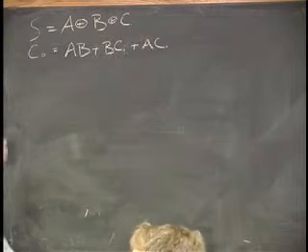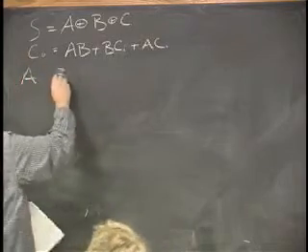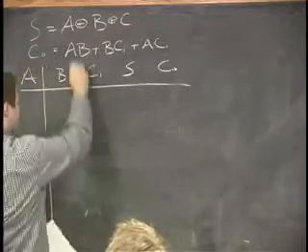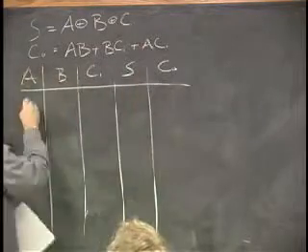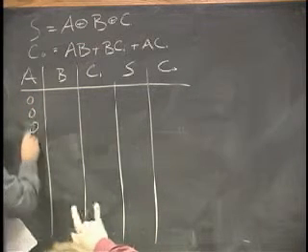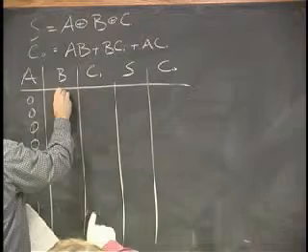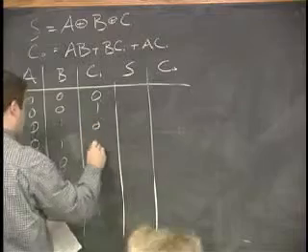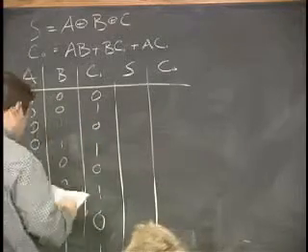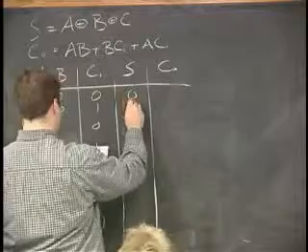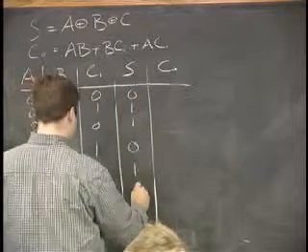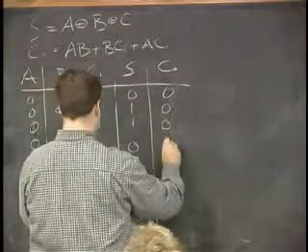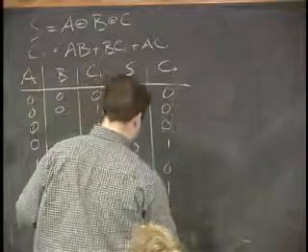Let's draw the truth table real quick. Oh, okay, right. So this is 0, 1, 1, 0, 1, 0, 0, 1, 0, 0, 0, 1, 0, 1, 1, 1. Okay?